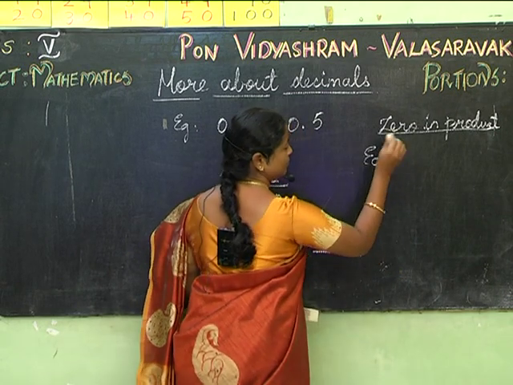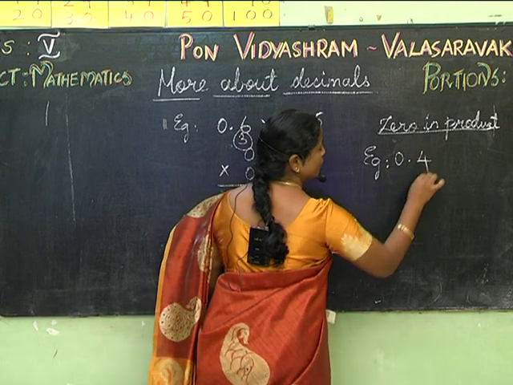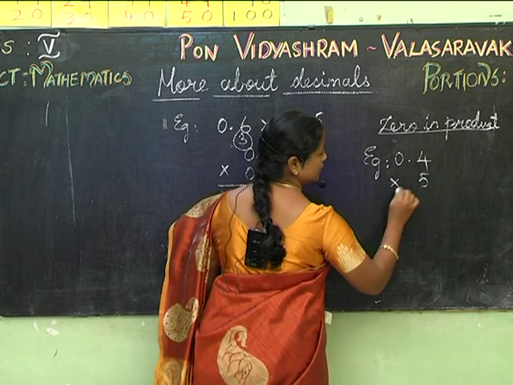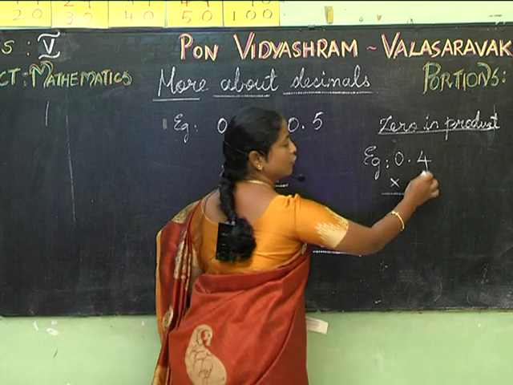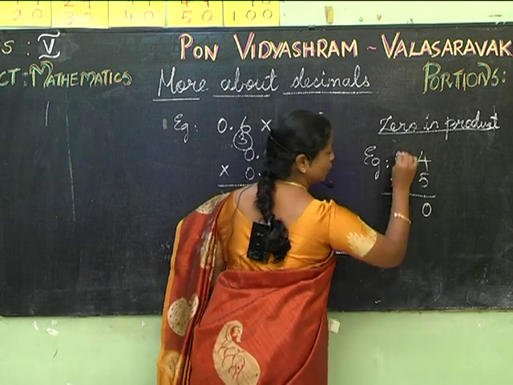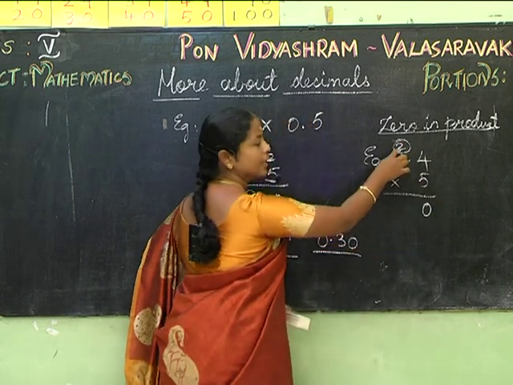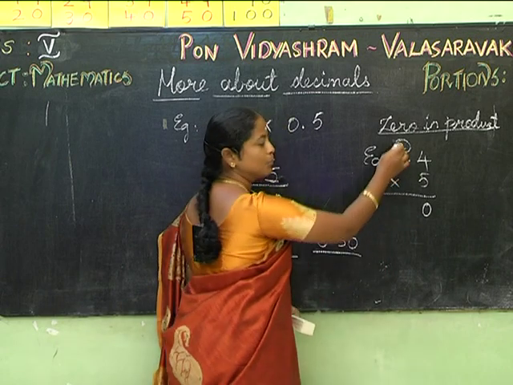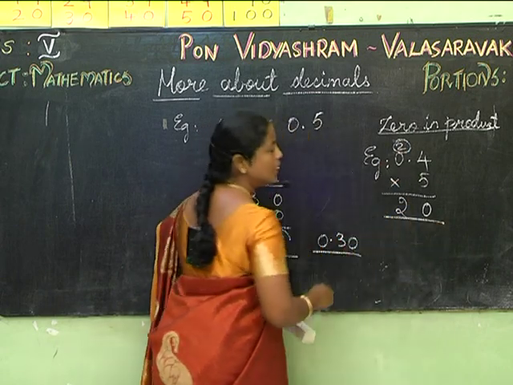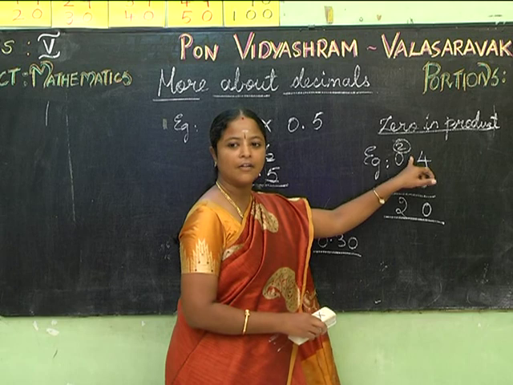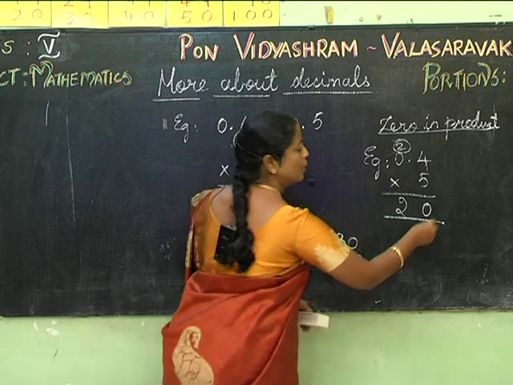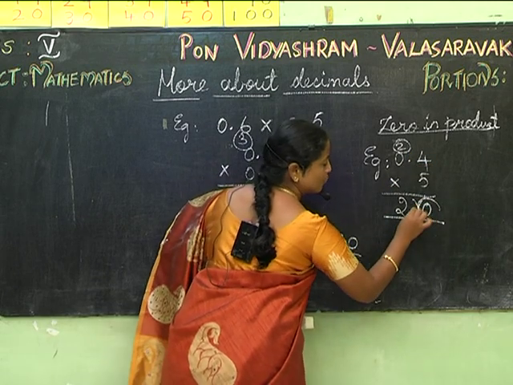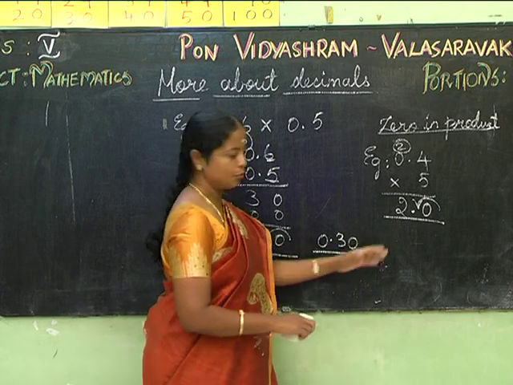Example, 0.4 into 5. 5 fours are 20, 0, 2 carry over. 5 zeros are 0 plus 2, 2. Now there is only one number after the decimal place. So I will place the decimal point after 0.